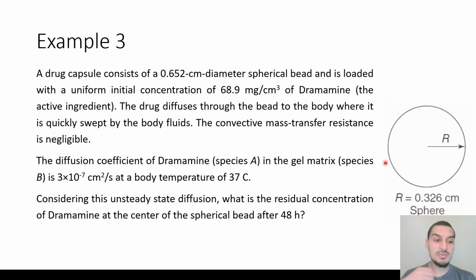So for this drug capsule, it's a sphere. It consists of a 0.652 centimeter diameter spherical bead. It's loaded with a uniform initial concentration of 68.9. This is CA node of Dramamine.